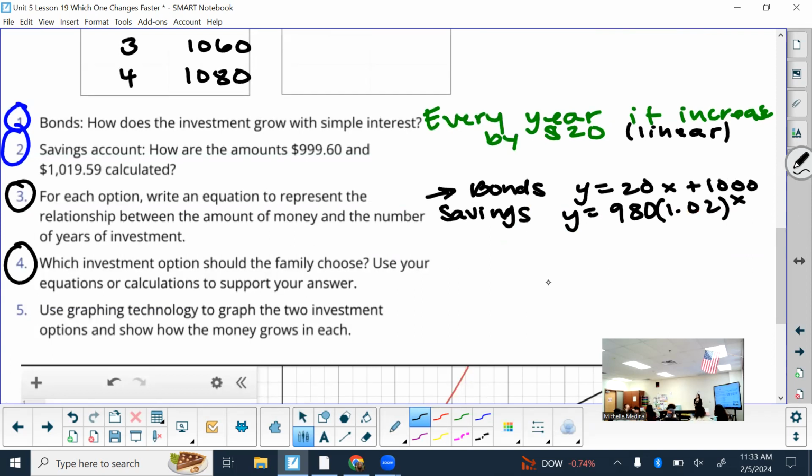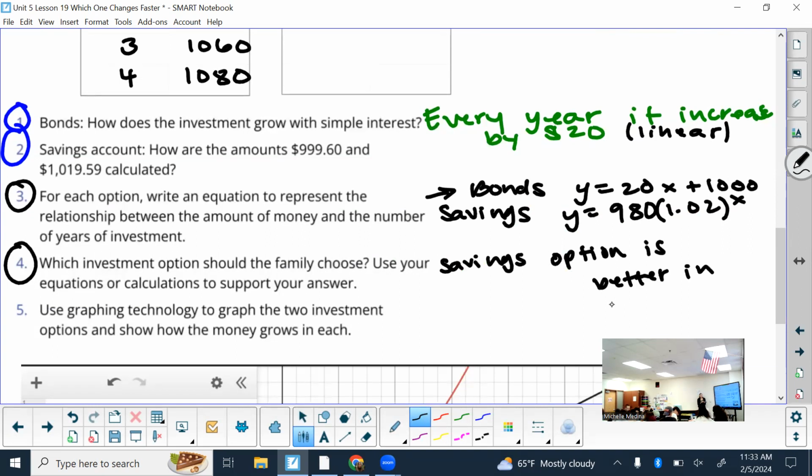Now, which one do you think is better? Which one do you think will give you more money? Riley? Savings option, but it's better like in the long term. So after 11 years, something. Okay, so the savings option is better in the long term. I would agree. So it just depends on how much time.